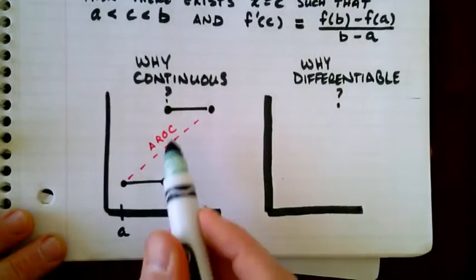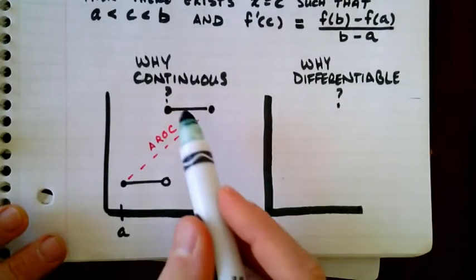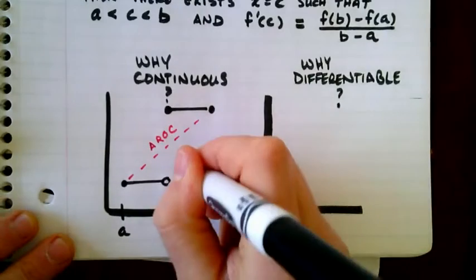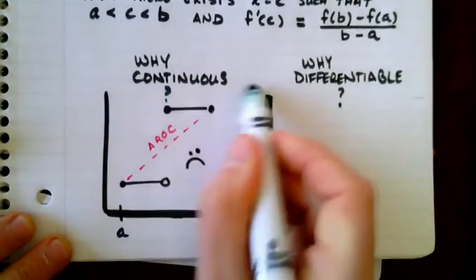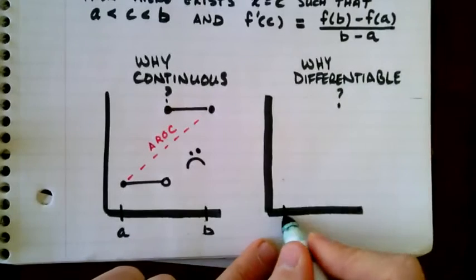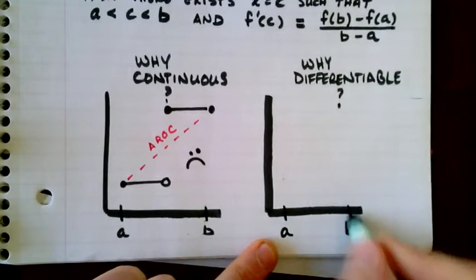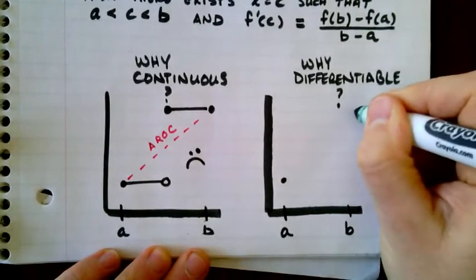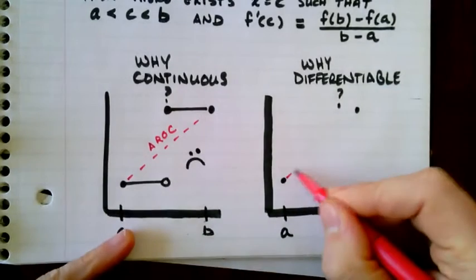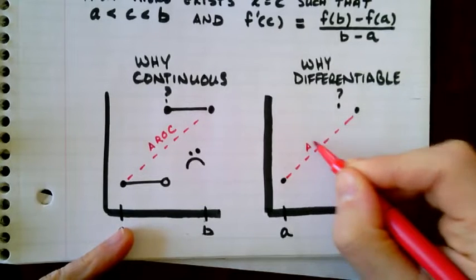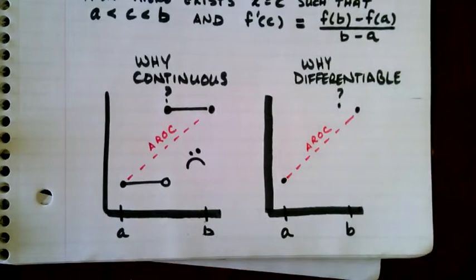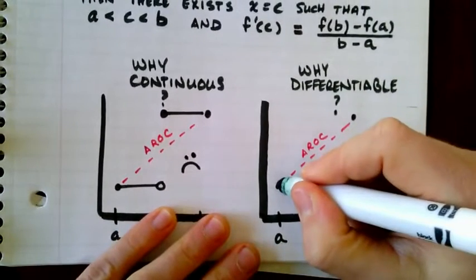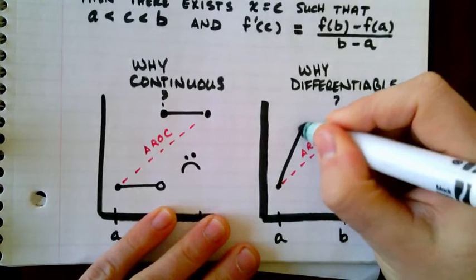Notice that now there is no point between A and B where the slope or the instantaneous rate of change is equal to that average rate of change. So continuity is required. Second, let's talk about differentiability. Same game. Here's f of A, here's f of B. Here is the average rate of change on the interval. If we relax the differentiability requirement, then we could do something like this.